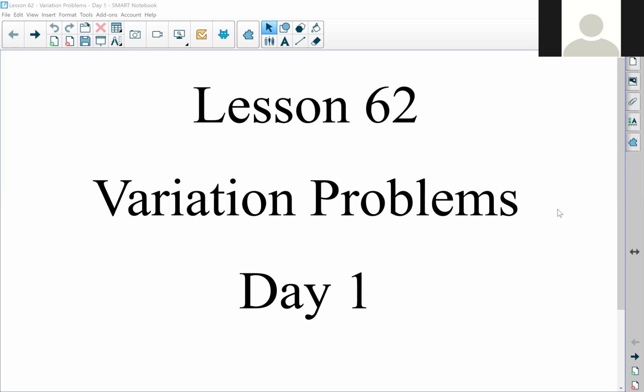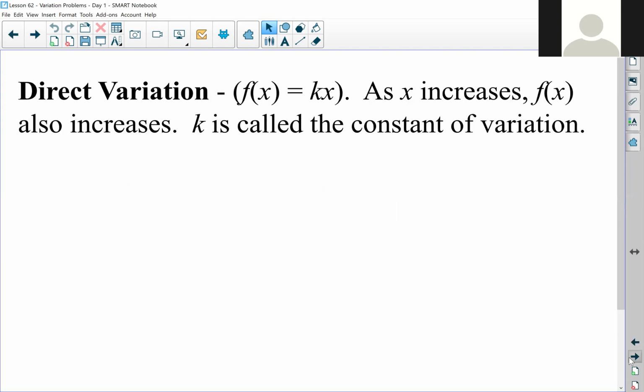All right. So variation for today, tomorrow, and Tuesday. So today we're going to talk specifically about direct variation.